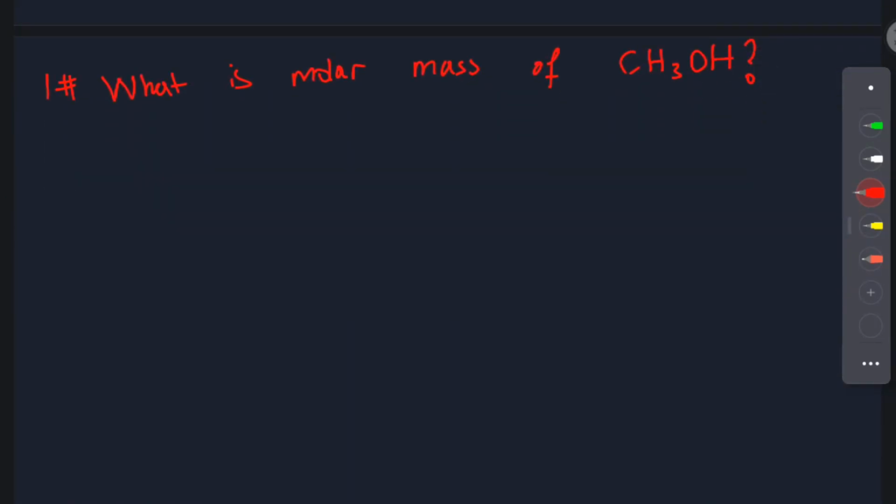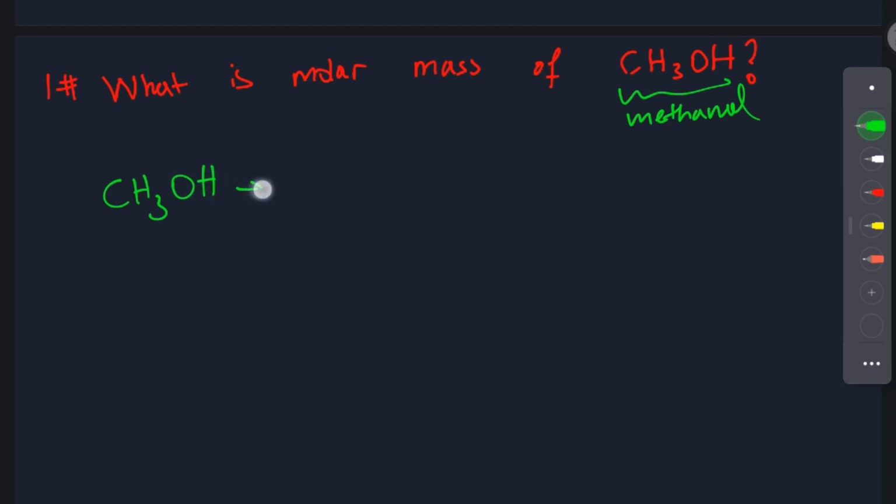So first question, what is the molar mass of CH3OH? CH3OH is methanol, and it is the simplest alcohol. CH3OH is the molecular formula. We write all the elements in the molecular formula, and we can see these groups completely.